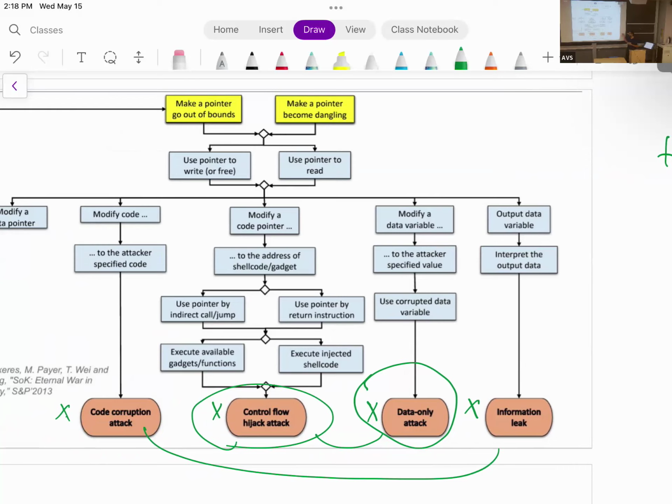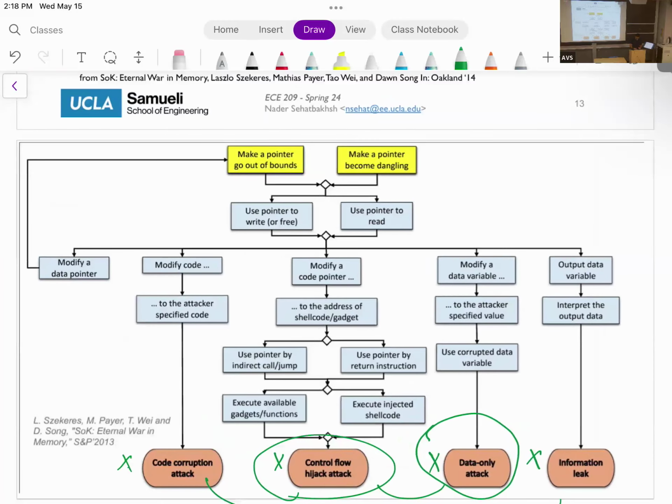Okay. Together, these are what we call memory safety problems. Essentially, this is a very, very powerful group of attacks an adversary can have. They can do multiple of them together or do one by one. Okay. So let's actually see how these things happen.